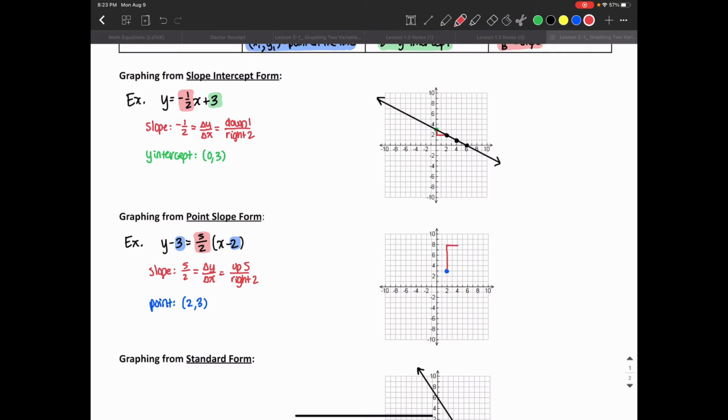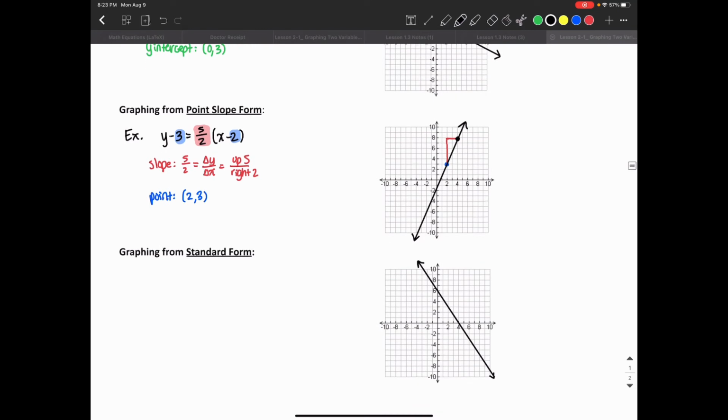Okay, yeah. And then this, I have a point at (4, 8). I only need 2 points for a line. I should have 3, but I only need 2. And then I make sure I include those arrows at the end to show that the line is infinite. It goes on and on forever.